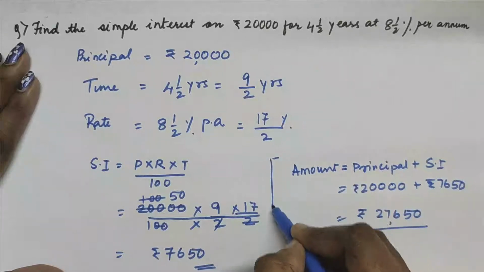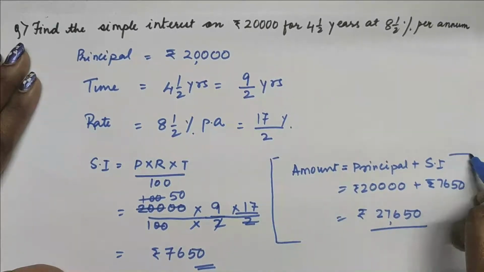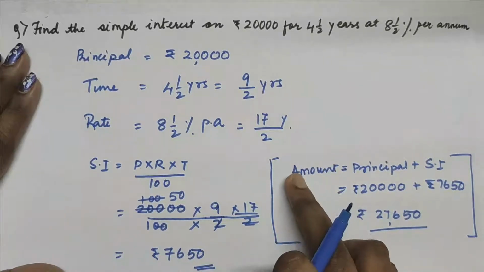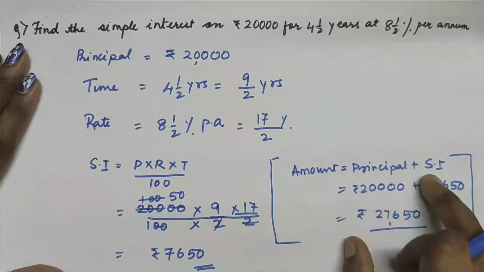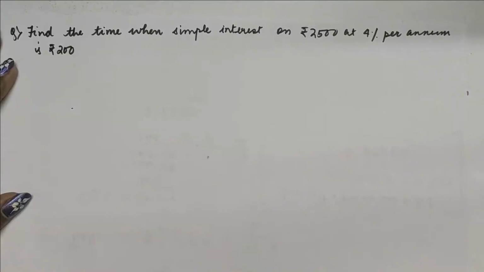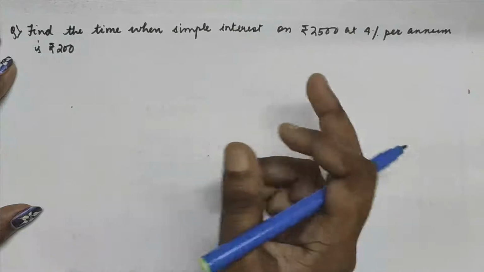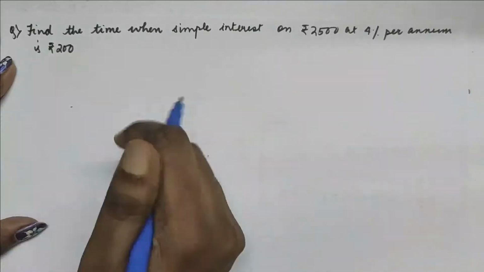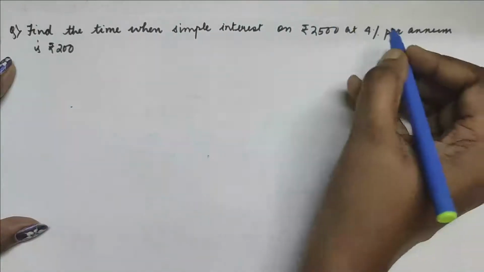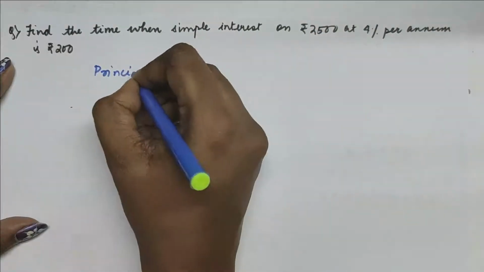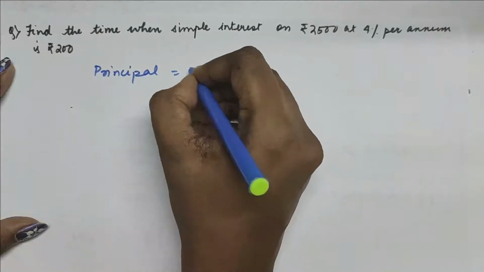But this is not needed as it has not been asked in the question. I'm just explaining how to use the formula for amount, that is principal plus SI. Now moving to the next question: find the time when simple interest on 2500 at 4% per annum is rupees 200. So this 2500 is not the simple interest, it is the principal.